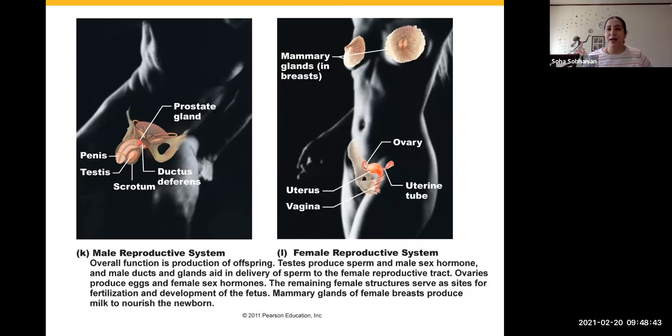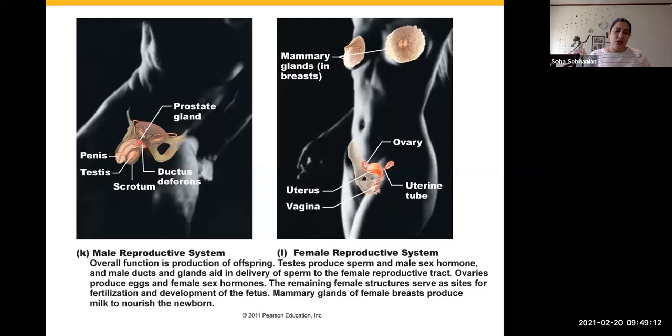Does anybody know what the male hormone is? Really easy one to remember. I think everybody knows it. Testosterone, correct. And for women, there are two of them. There are estrogen and, starts with a P, progesterone, correct. So estrogen and progesterone are your two main sex hormones for females.